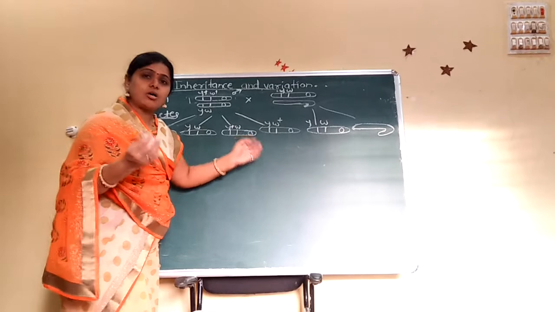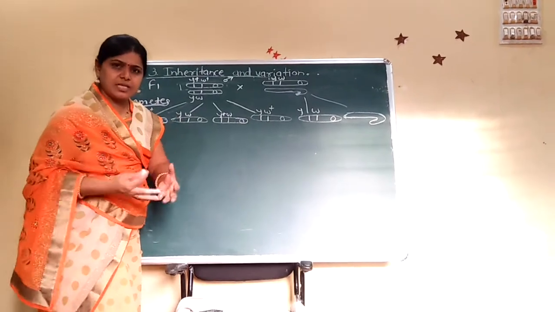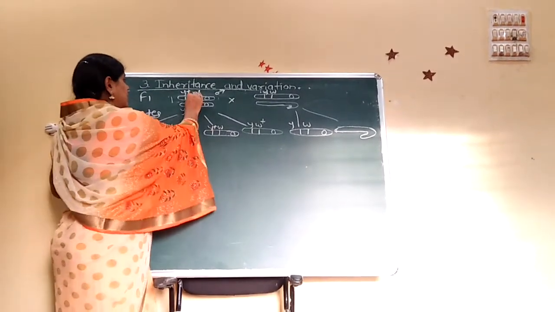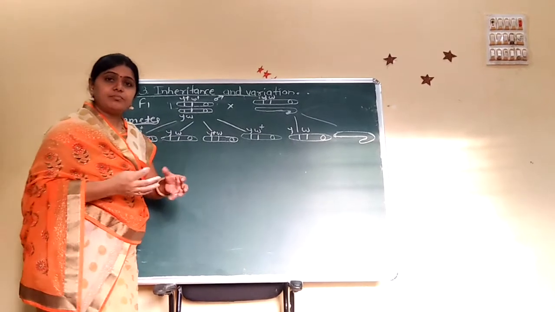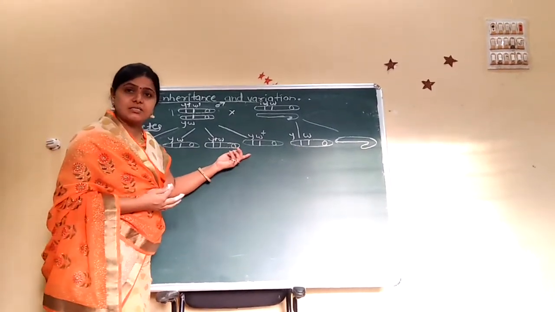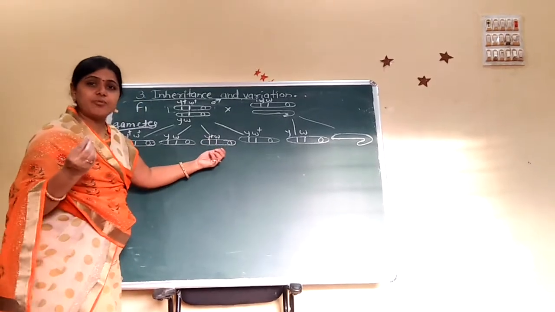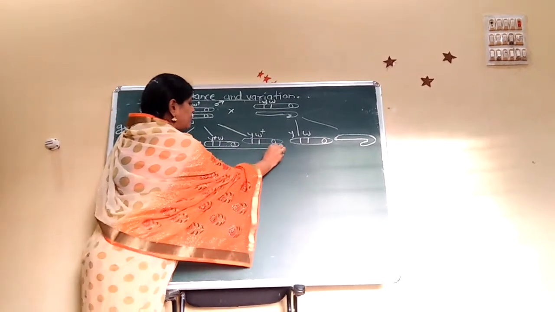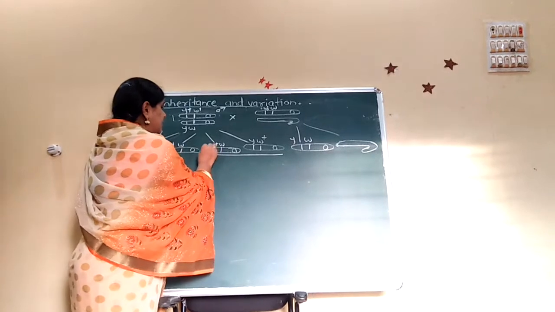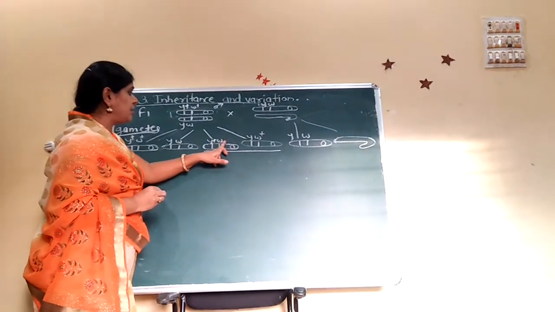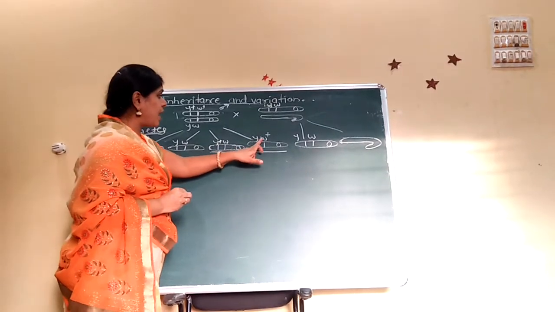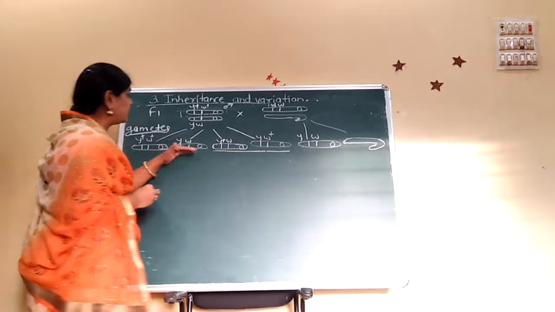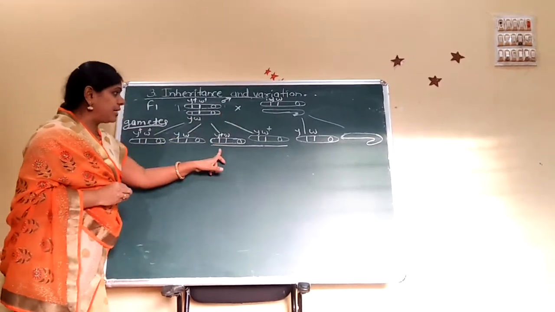Then when meiosis takes place, because of crossing over, if crossing over takes place here, not the actual crossing over because these genes are closely related, there are low chances of crossing over. When that crossing over takes place, two new types of gametes are formed here, that is Y plus W and Y W plus. The new types of gametes are formed.